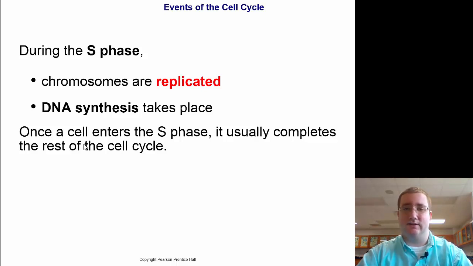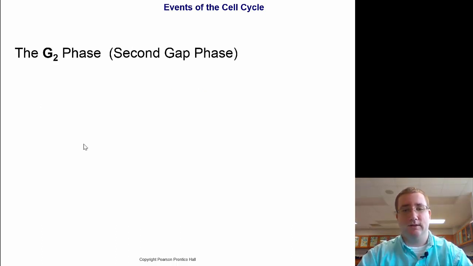A lot of your cells are going to stay in that G1 phase, but once you decide to make more DNA, to copy my chromosomes, usually that cell is going to finish the rest of the cycle and actually divide, because there's no point in duplicating your DNA and wasting energy doing that unless you're going to actually make new cells.